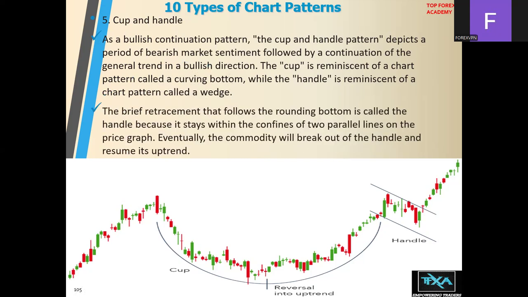The brief retracement that follows the round bottom is called the handle because it stays within the confines of two parallel lines of the price graph. Eventually, the commodity will break out of the handle and resume an upward trend, as shown here.